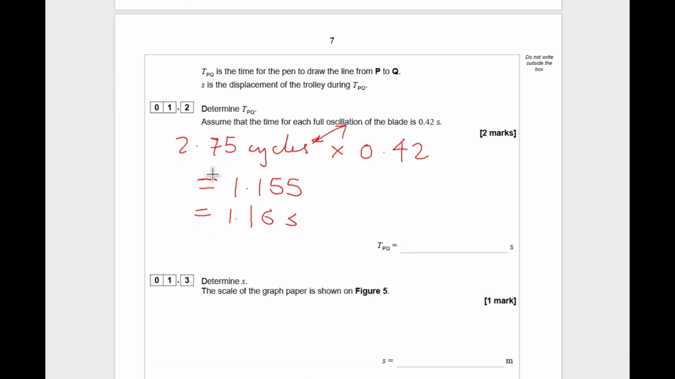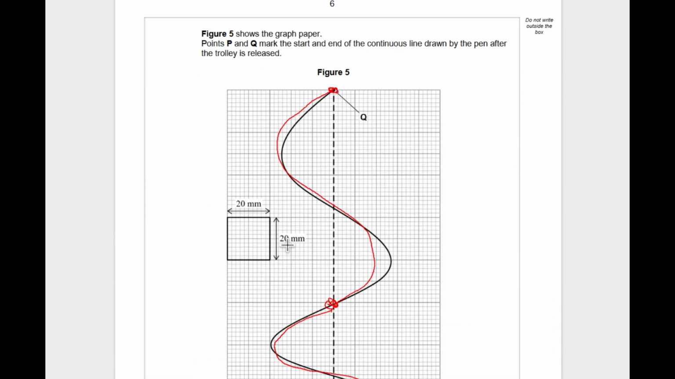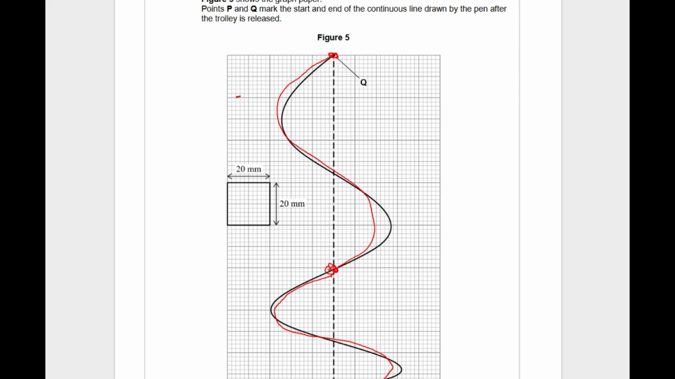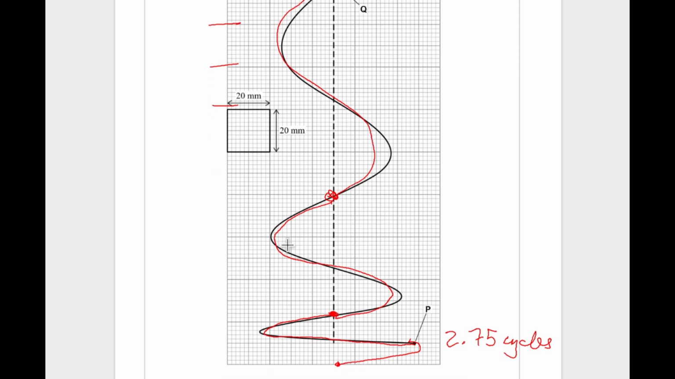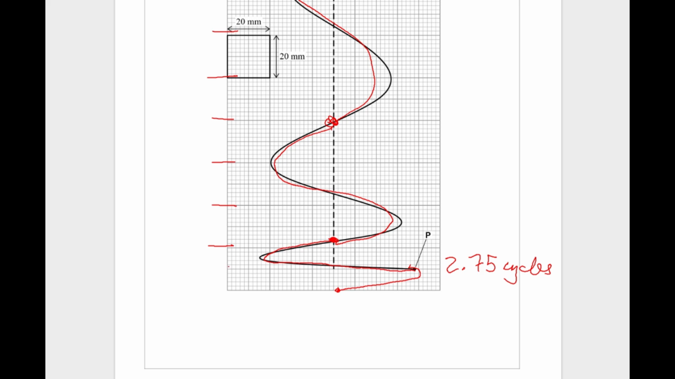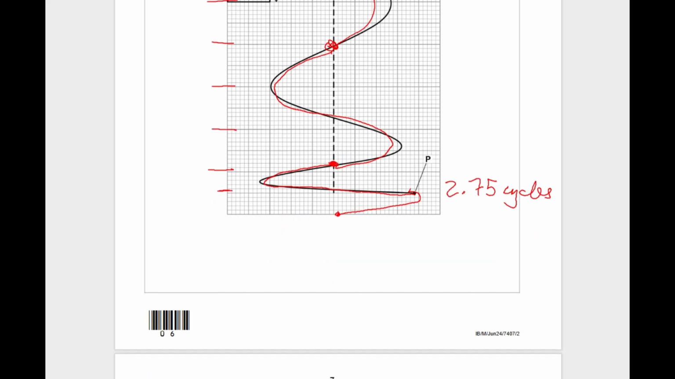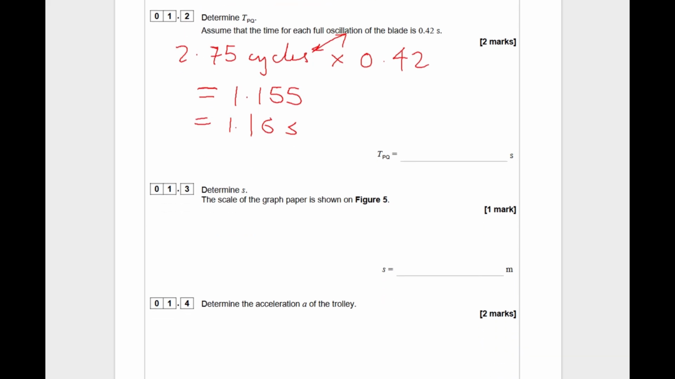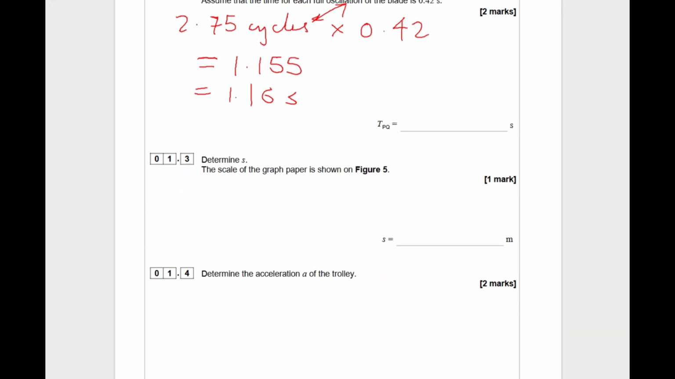Now determine S, the scale of the graph paper is shown. Okay, so what you've got to do, it tells you here each box is 20 millimeters. So how many boxes? 1, 2, 3, 4, 5, 6, 7, 8.5 boxes. Okay, so if each box is 20, does it want it in meters? Probably best put in meters.